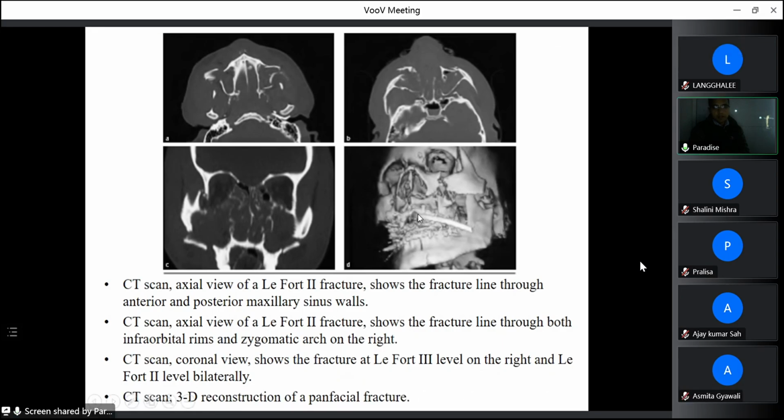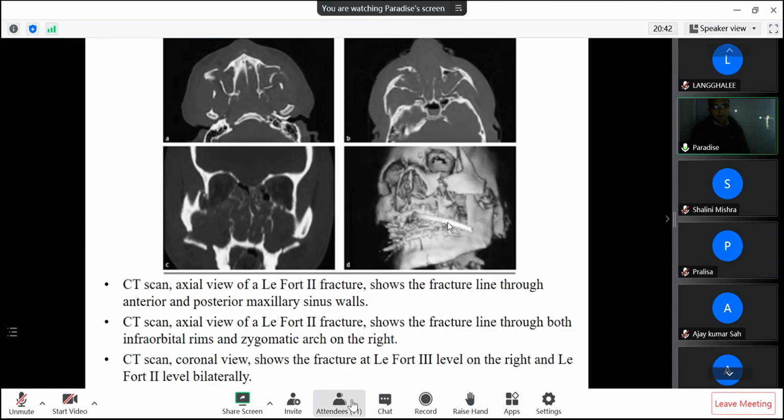So what is this structure? This long structure. Here the patient is intubated. It is endotracheal tube. Okay. So don't be confused.